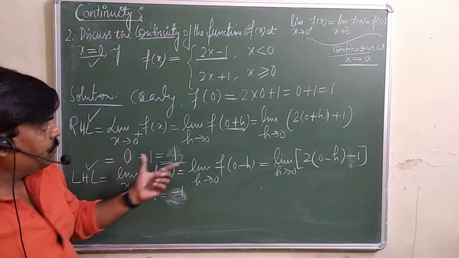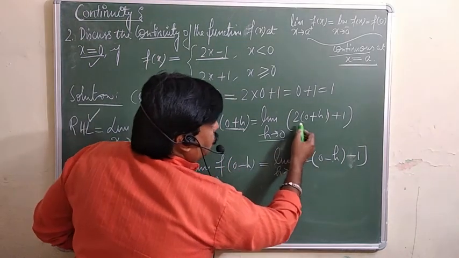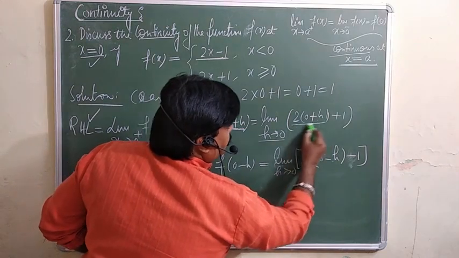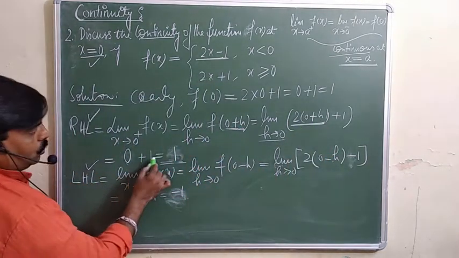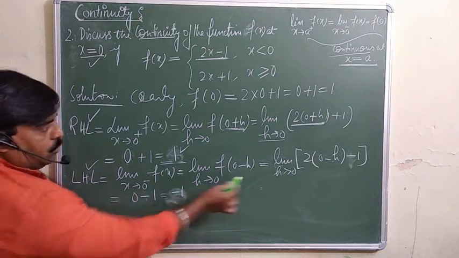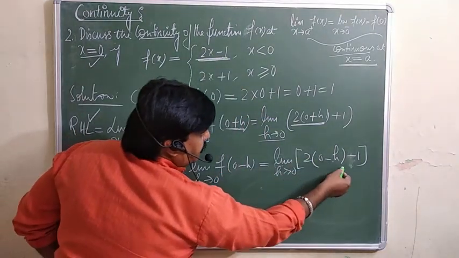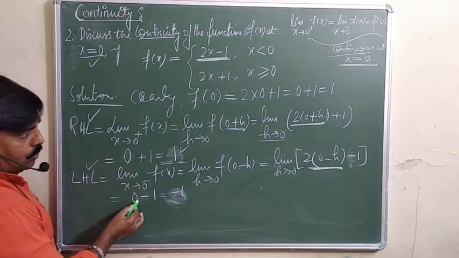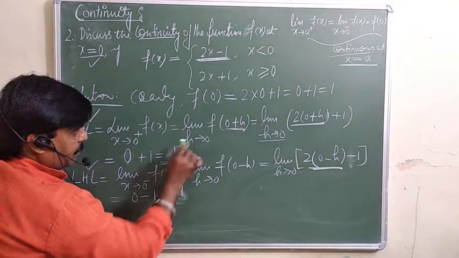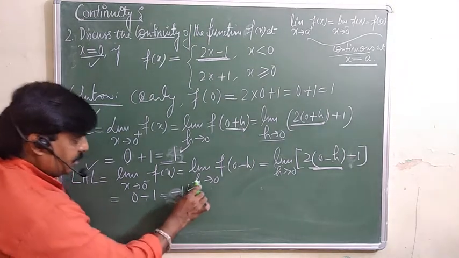Look at here only. This is h tends to 0, so 2 times (0 plus h). You will put h equal to 0, so this is 0, and 0 plus 1 is here. And you will put 0 minus h, so your function will be f(x) equal to this one, 2 times (0 minus h). H is equal to 0 you are putting, so it is 0, so 0 minus 1. So here the right hand limit is coming plus 1, and the left hand limit is minus 1.